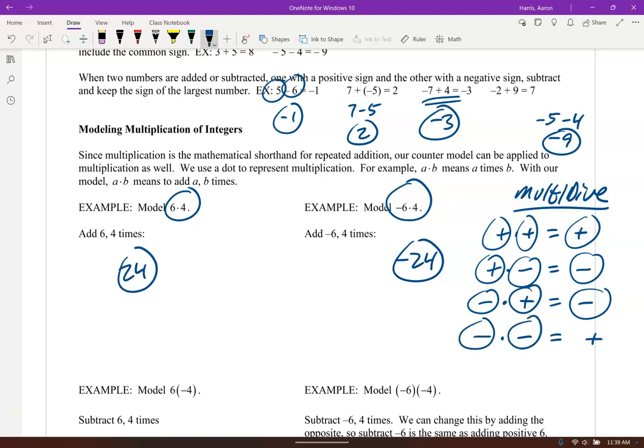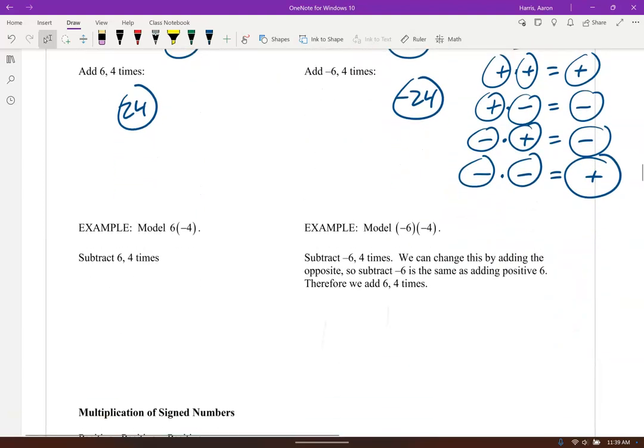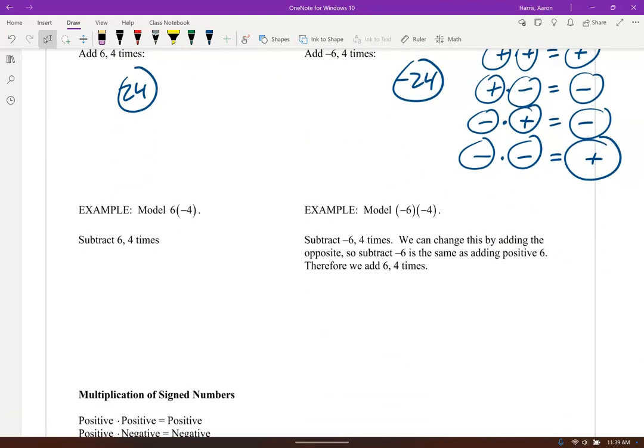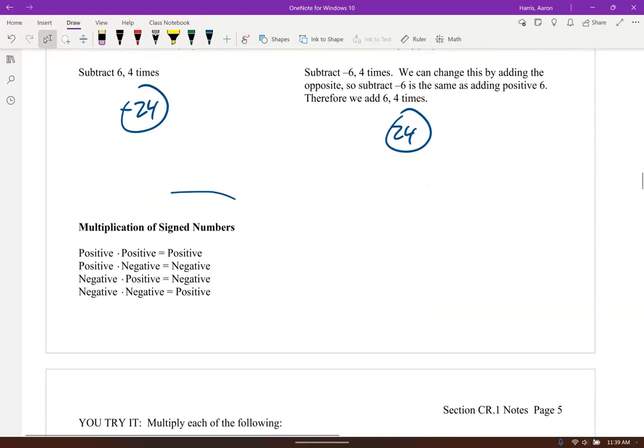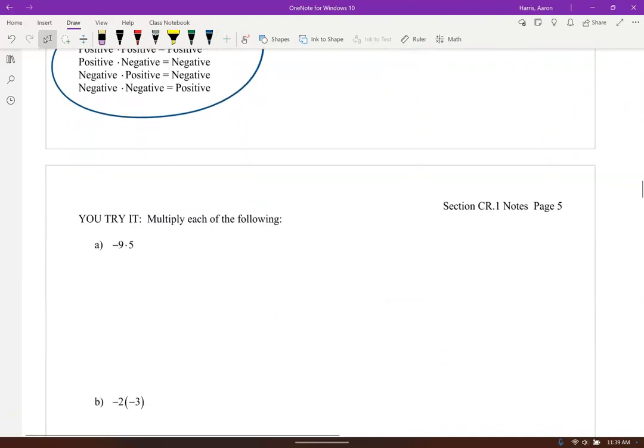A bad thing that happens to a bad person is a good thing. So that's how I like to remember that, at least. So 6 times negative 4, positive times a negative is a negative, right? Good thing that happens to a bad person is a bad thing. Negative times a negative, positive. Right? Bad thing that happens to a bad person is a good thing. So that's that rule right there, multiplication of signed numbers.